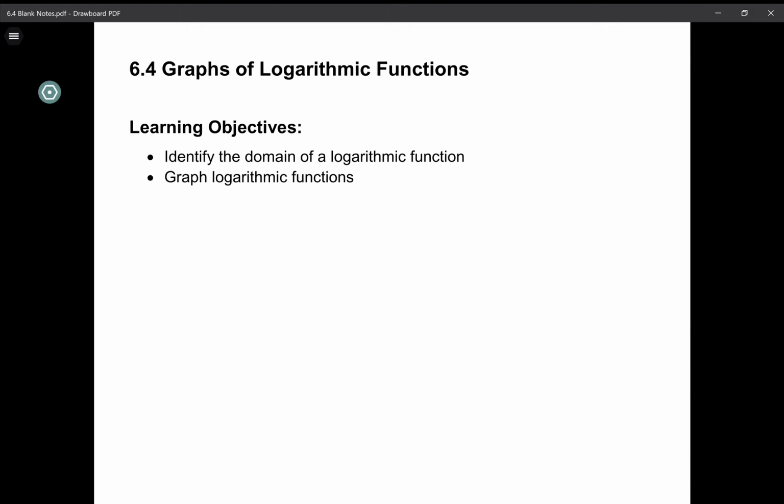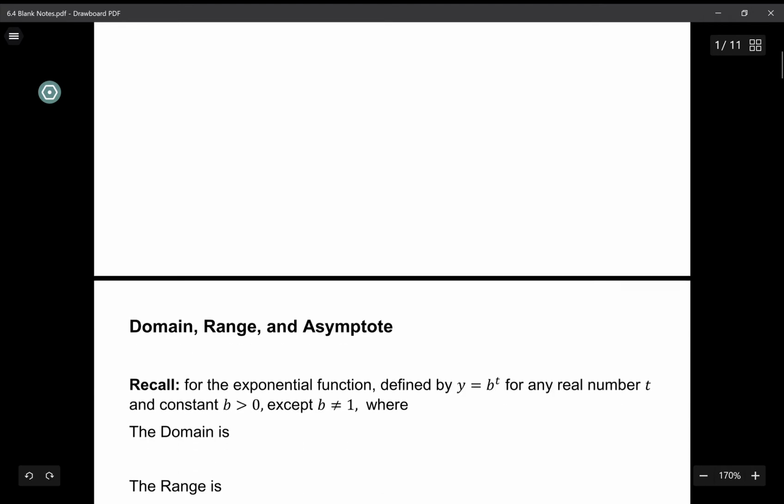All right, and welcome to section 6.4, graphs of logarithmic functions. So what we're going to do today is look at some graphs of logarithmic functions, see if we can identify their domain, and then use our transformations of graphs on logarithmic functions to help us both graph things and identify functions from their graphs. All right, let's get started.